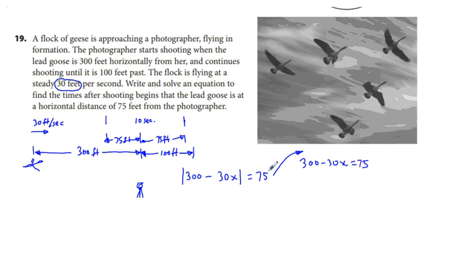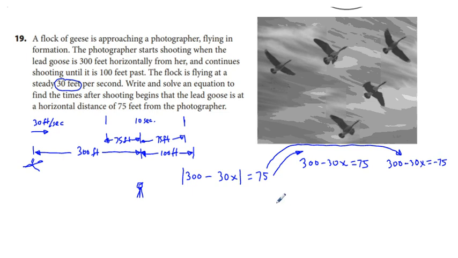And what else are we going to have? I'm going to come over the top. We're going to have 300 minus 30x is equal to negative 75 feet.